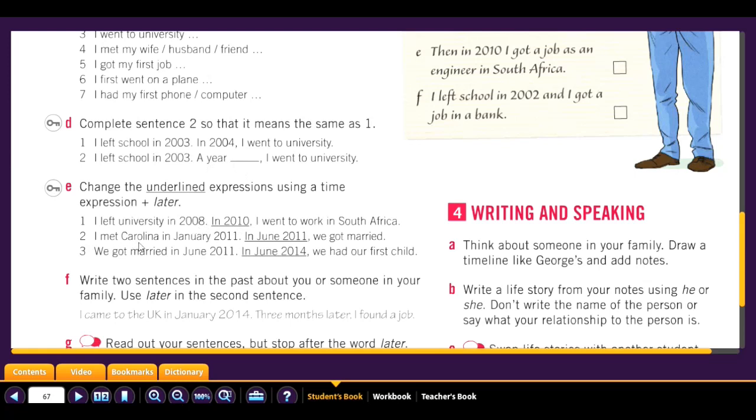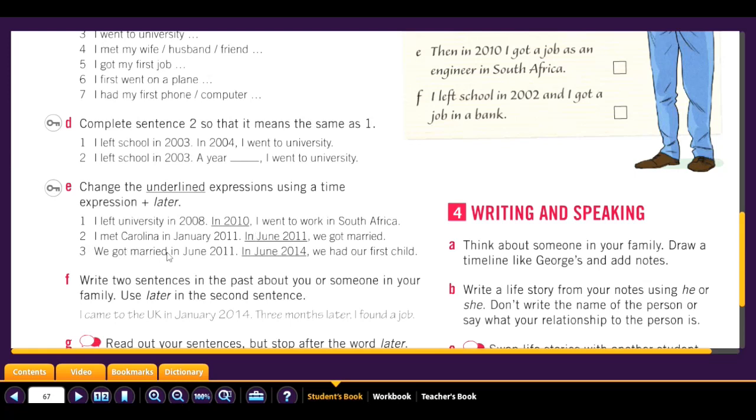Ok, aquí tenemos I met Carolina in January 2011. In June 2011, we got married. ¿Cuánto tiempo pasó? ¿Un año? ¿Un año después? ¿One year later? ¿Dos meses? ¿Two months later?